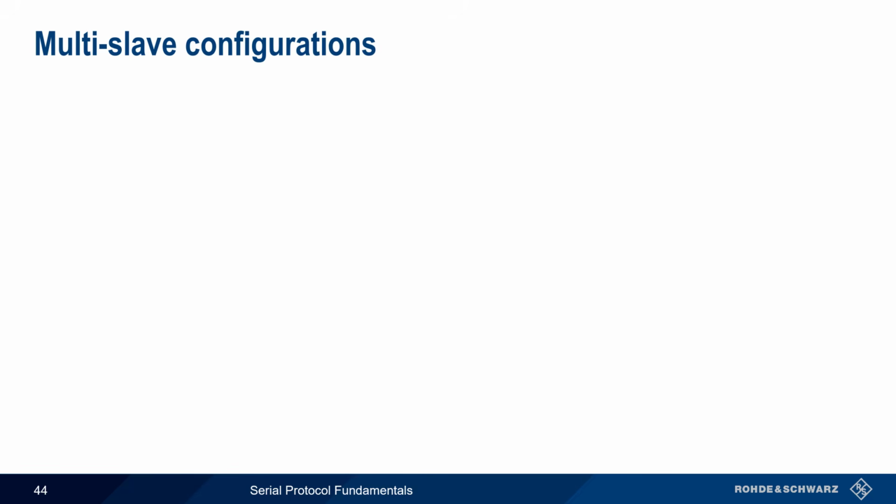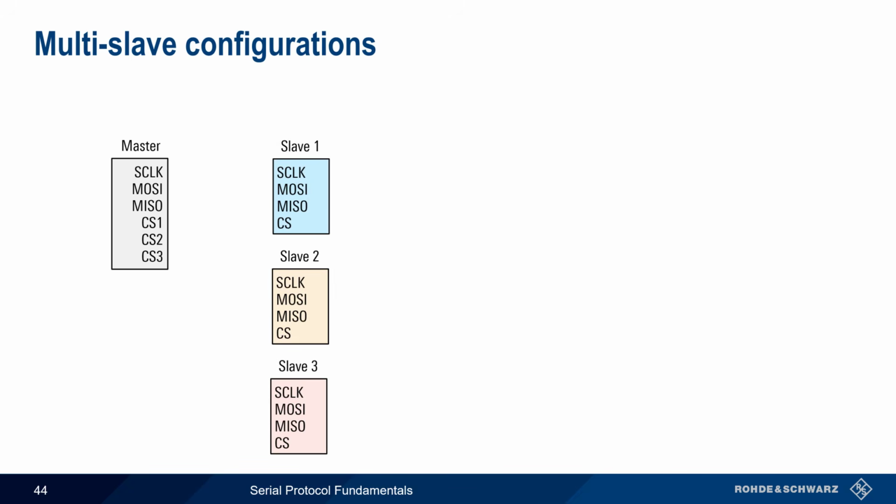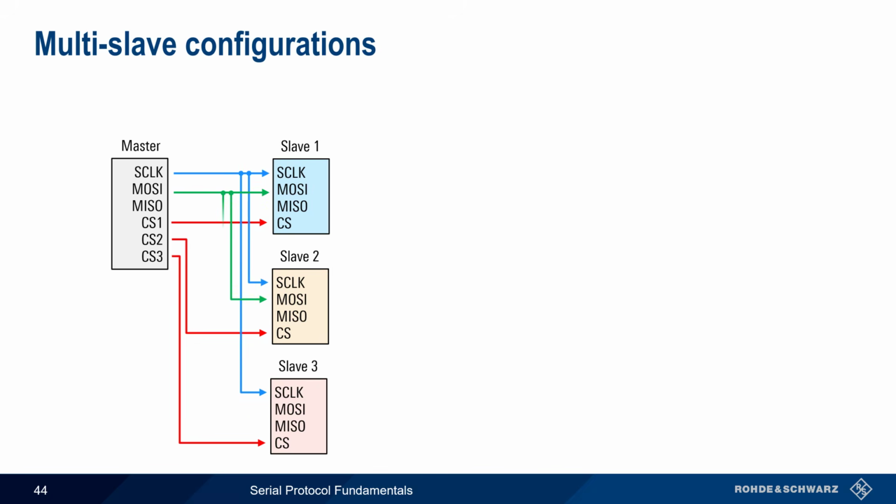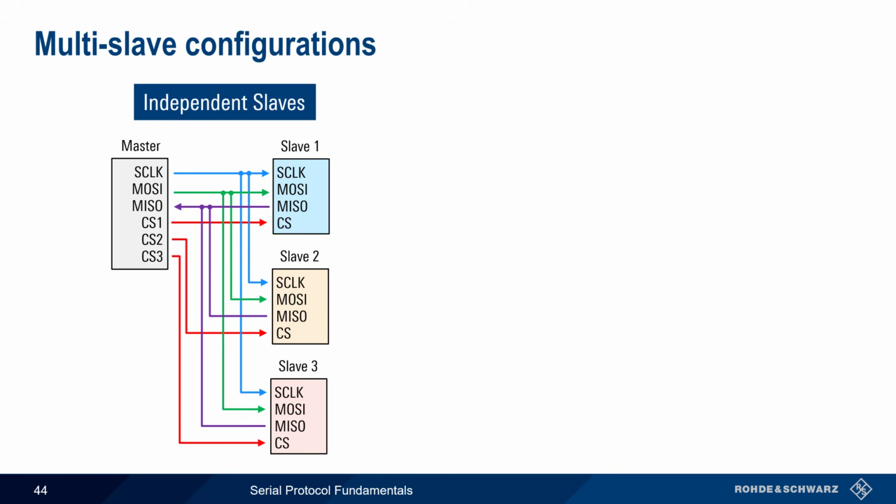The last topic we'll touch on is multi-slave configurations. One way a master can communicate with multiple slaves is by having a separate CS line for each slave. To address a slave, the master pulls that slave's CS line low. All other wires, that is clock, MOSI, and MISO, are all shared between the nodes. This configuration is often referred to as independent slaves. Although this method is relatively straightforward, there can be issues scaling it above more than a few slaves, due to the need to have a separate CS line for each slave.